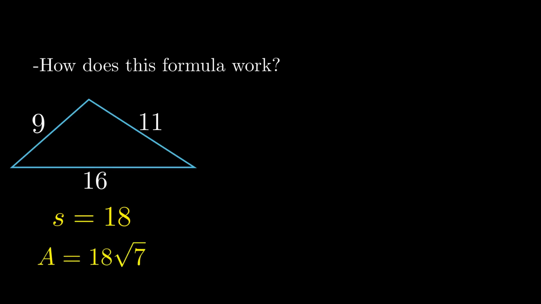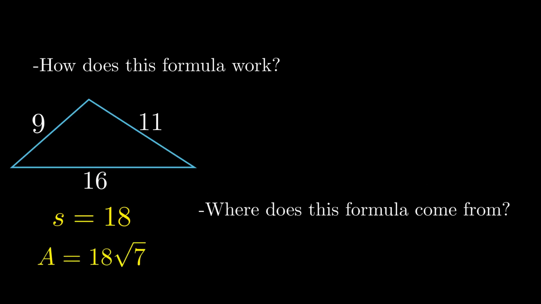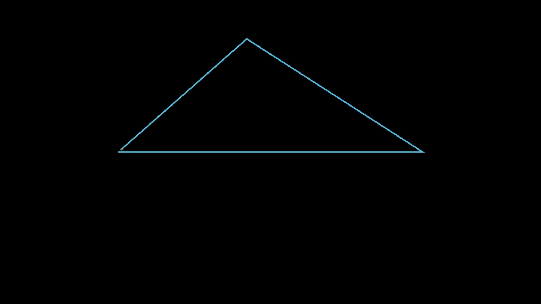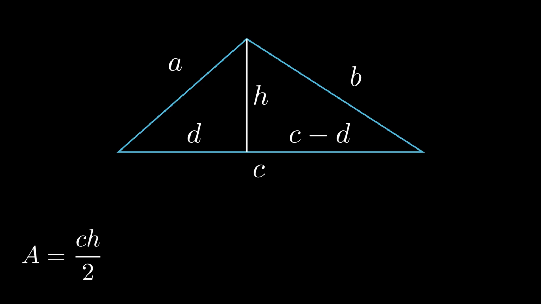But that still leaves the question, where does this formula come from? So first I'll go over the proof for it. So we have our triangle with side lengths a, b, and c. Now we can construct the height. Now our base becomes two parts, a side length d and a side length of c minus d. From our triangle, we can get three equations. We know that the area of this triangle is base, c, times the height, h, divided by 2.